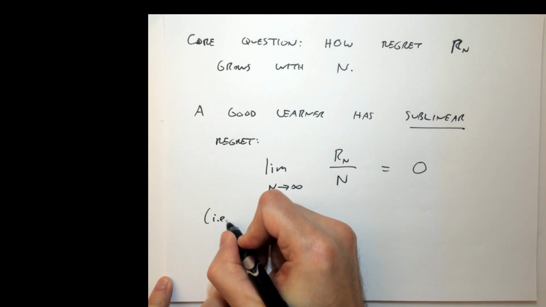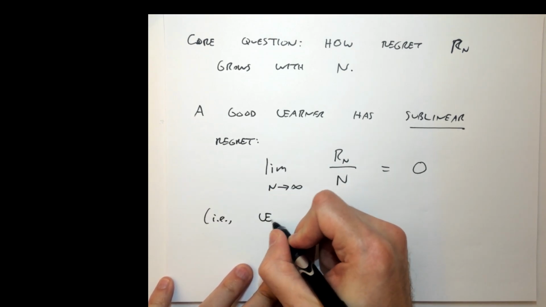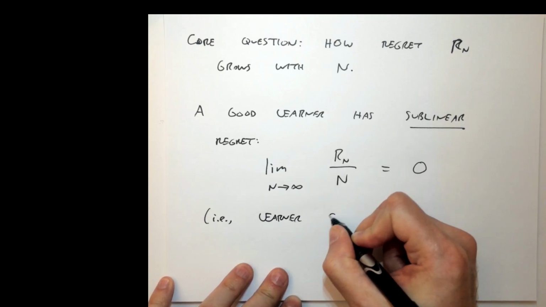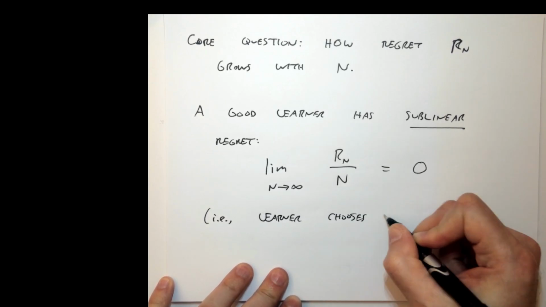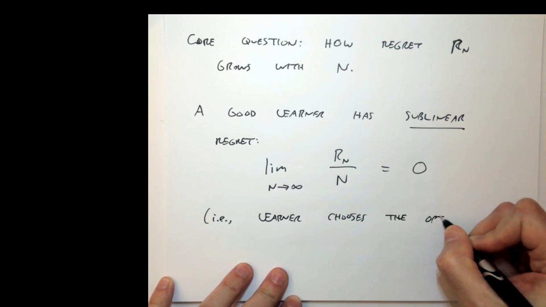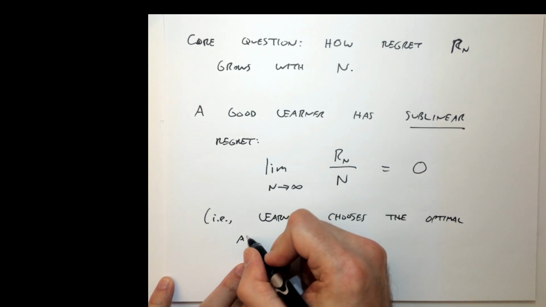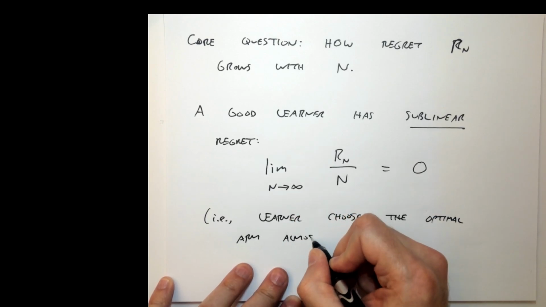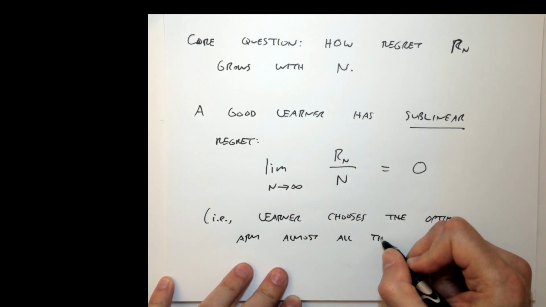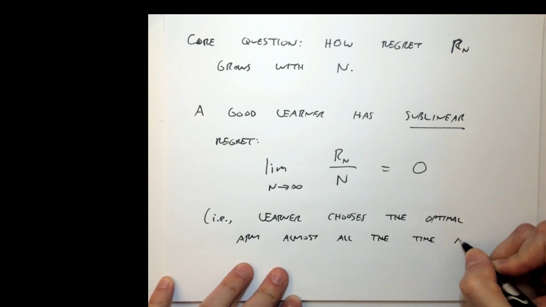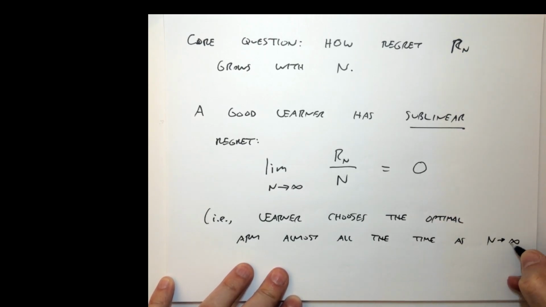So this is like saying the learner chooses the optimal arm almost all the time as n goes to infinity, right?